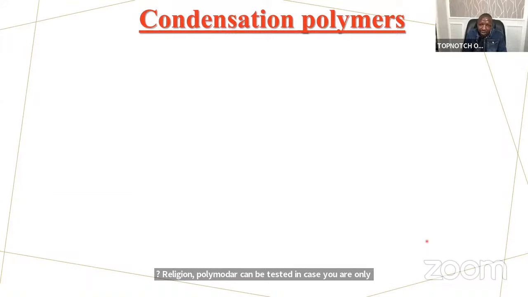The polymers that can be tested are, in case you see only two, propene and nylon. I want to tackle each of them in the next 6 minutes each, so that we now break to go and take our tea.